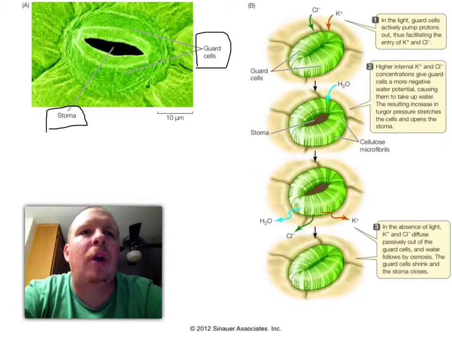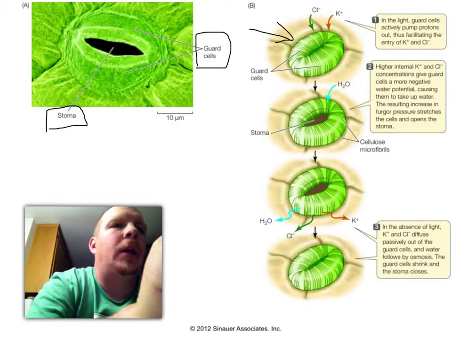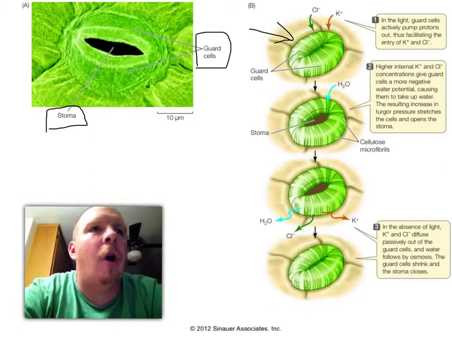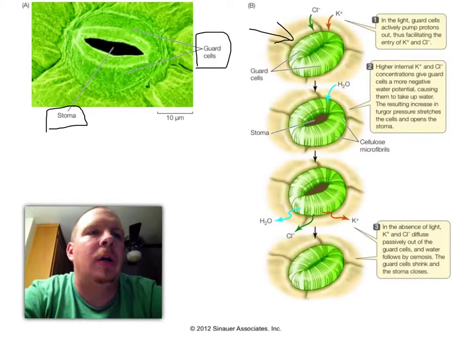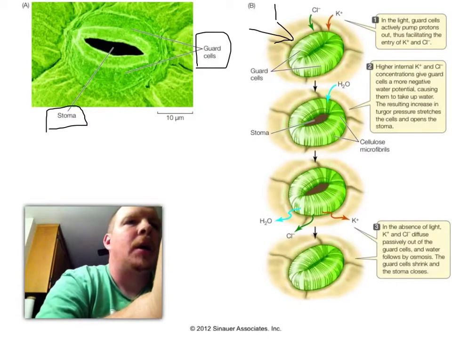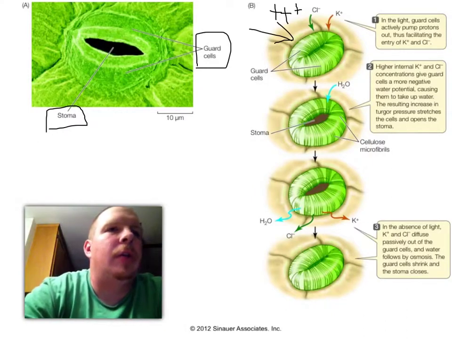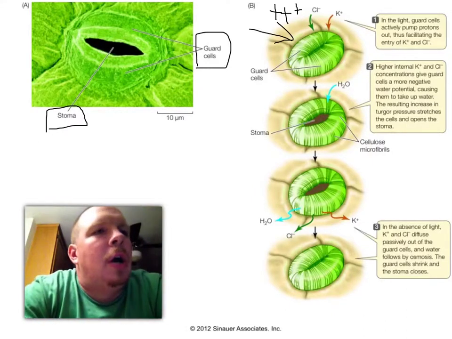So how do these guard cells open and close? That's what the picture on the right is for. The first picture would be like at night, and just as dawn is coming about and it's starting to get more light. When light hits the plant, the plant will actively pump out protons. A proton is just a hydrogen atom missing an electron, so it's an H plus. That looks like a really bad H, but it is.